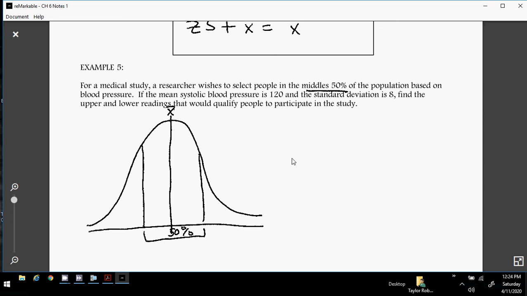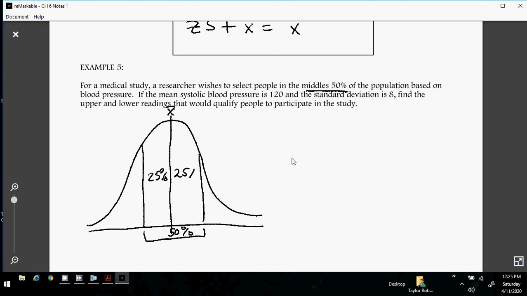Which means if X bar is in the middle, and that's 50%, then X bar splits that 50% in half. So there's actually 25% right here and 25% right here. Alright, let's keep reading. It says if the mean systolic blood pressure is 120, so I'm going to put 120 right here. And the standard deviation is 8, so S equals 8. I'm going to write that down.